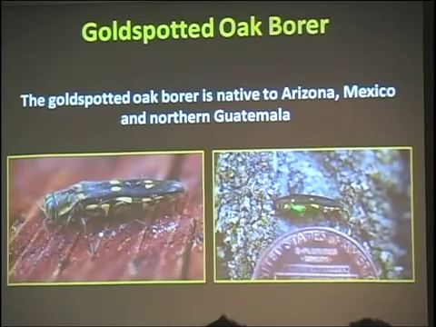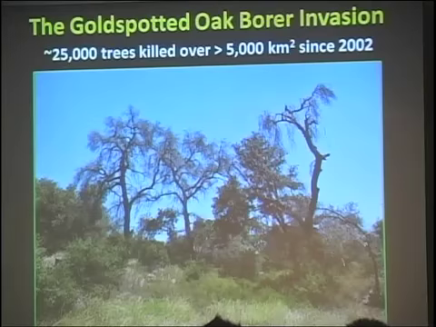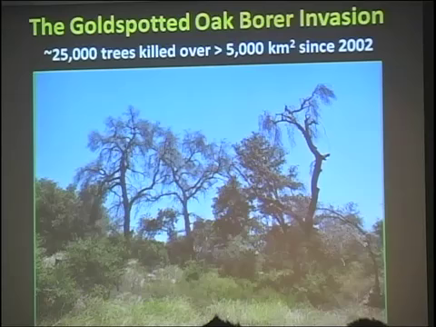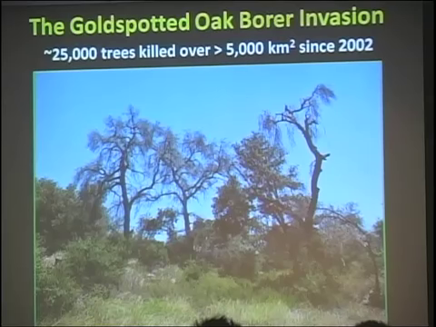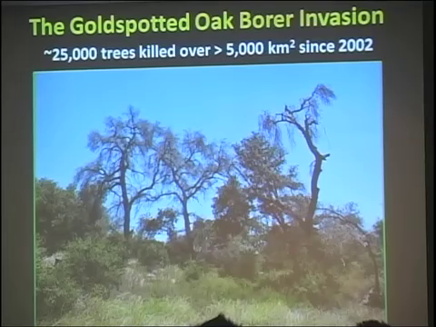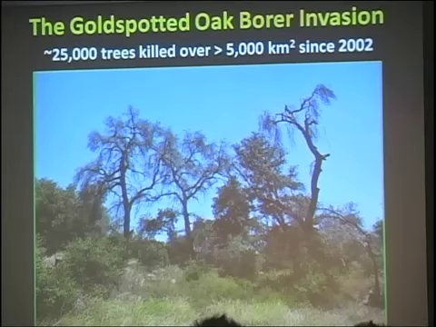And you can see the beetle is actually kind of small when you compare it to the size of a penny. So this insect kills these massive oak trees in the Cleveland just through sheer numbers. The trees can't handle being fed on by so many beetles. And this is what we're seeing. Since 2002, over 25,000 magnificent oak trees have been killed in the Cleveland National Forest by the gold-spotted oak borer. It has now spread over 5,000 square kilometers. Impossible to control with insecticides. Our only hope at managing this insect now will be through some type of biological control agent.